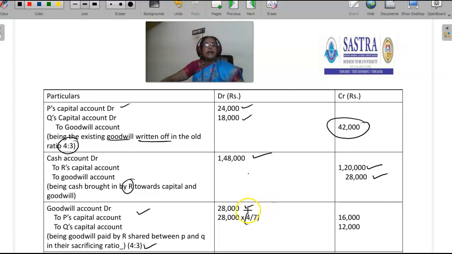So that should be debited and credited to the old partners' capital accounts in their sacrificing ratio. So goodwill account debit 28,000, to P's capital account 16,000, to Q's capital account 12,000. Being goodwill paid by R shared between P and Q in their sacrificing ratio.